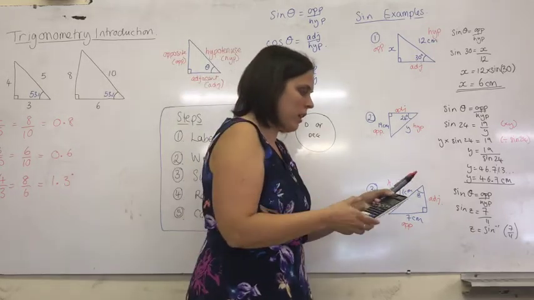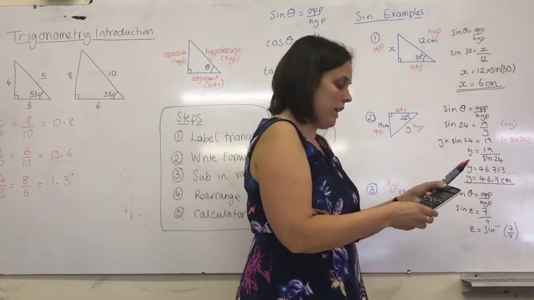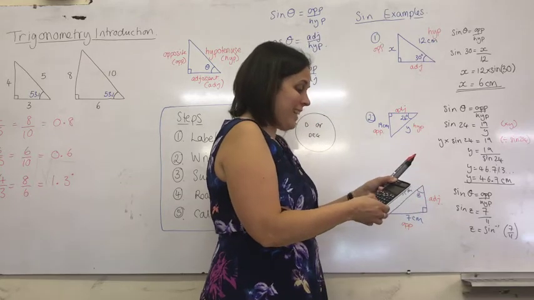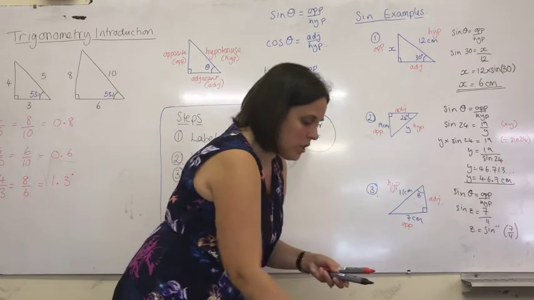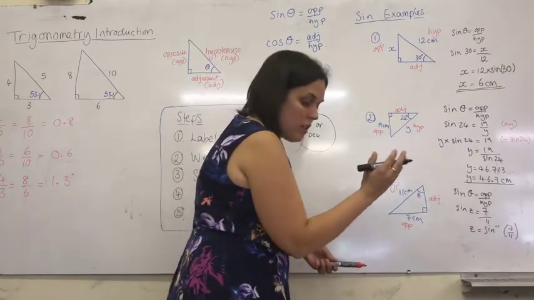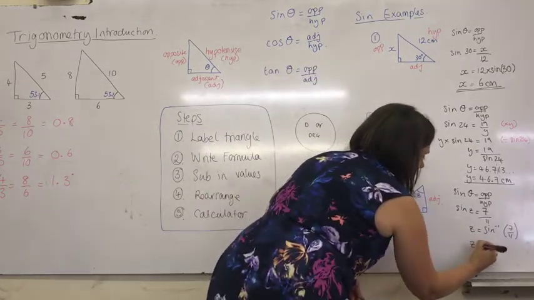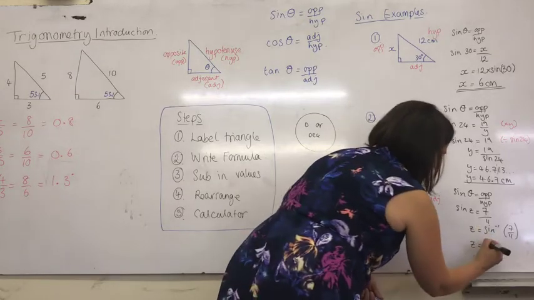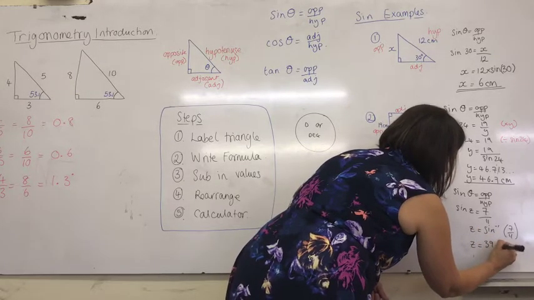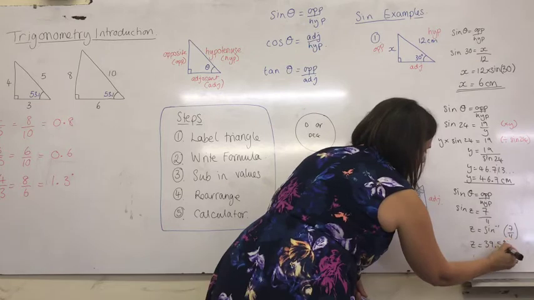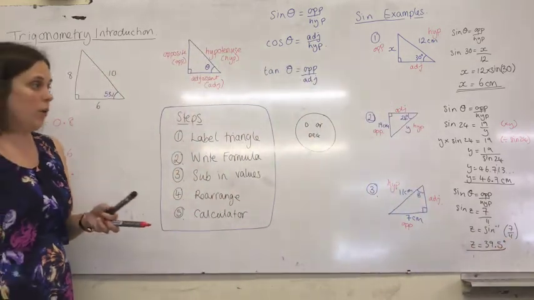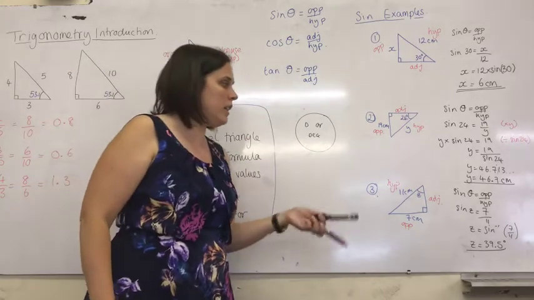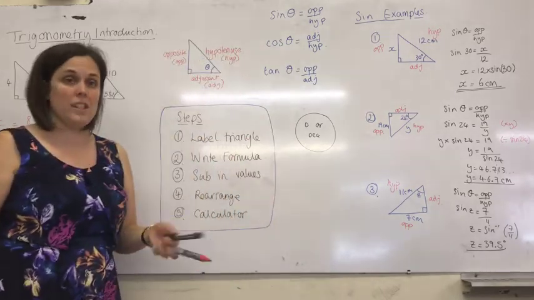So you press shift sine and then type in 7/11. So it will look exactly like that. You press equals and you should get, in this case rounded to 3 significant figures, the answer 39.5. Okay? And it's obviously an angle, so we say degrees. Okay? So now I'm just going to clear this off and we'll do the same for cos and then the same for tan.